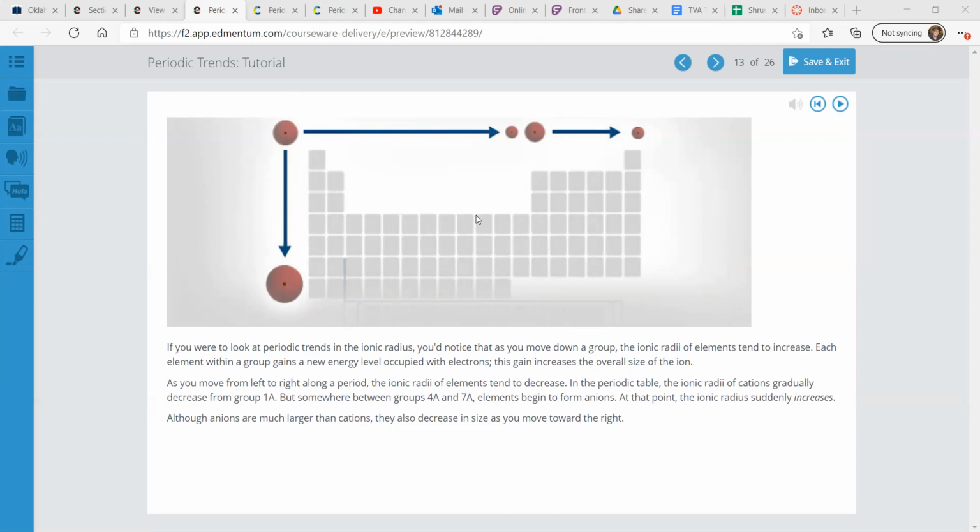So these primarily lose electrons to become more stable until about here, they start to gain electrons to become more stable because they have more electrons in their valence shell, and it's easier for them to gain 1 or 2 electrons than lose all 6 or 7. At that point, the ionic radius suddenly increases. And although anions are much larger than cations, they also decrease in size as you move from left to right.